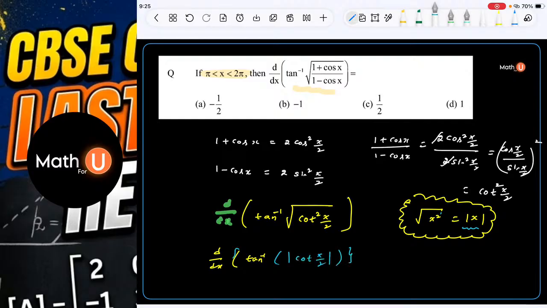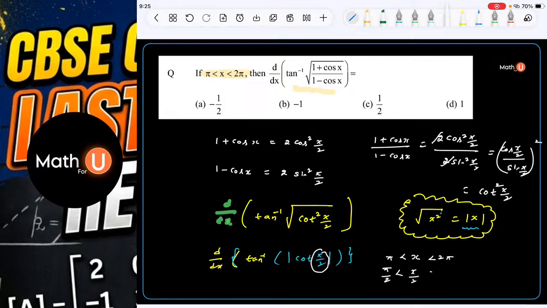Okay, now you should understand what the domain is. The domain is given: x lies between pi and 2 pi. Here, what is the angle? x by 2. I want x by 2, so I will divide by 2 on both sides. We get pi by 2 less than x by 2 less than pi. See, pi by 2 to pi is nothing but the second quadrant.